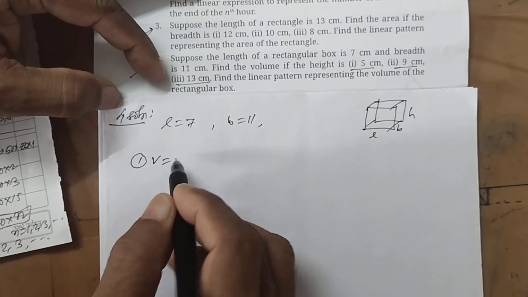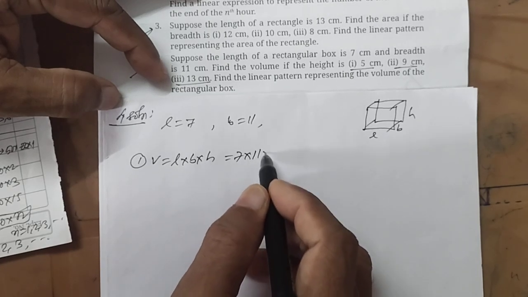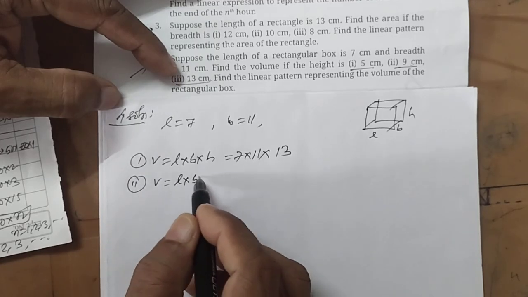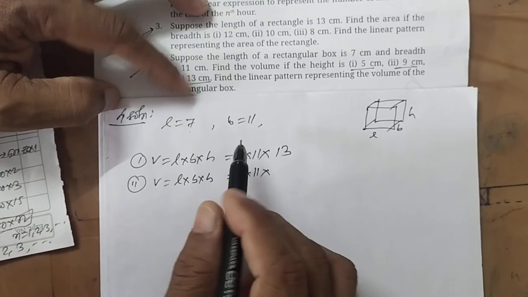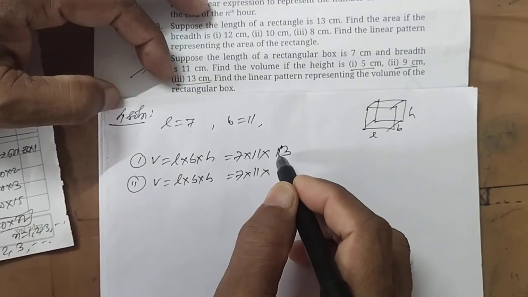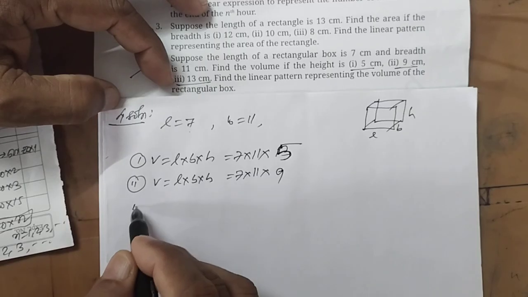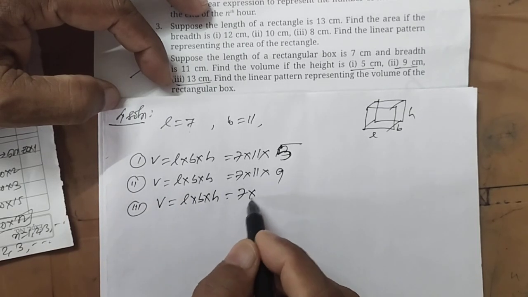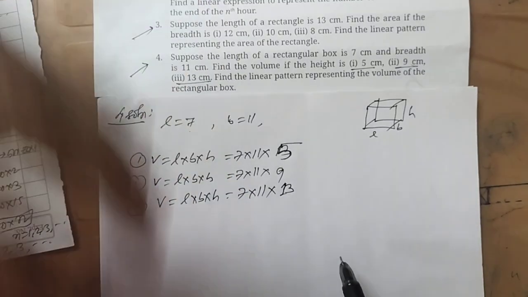So in the first case, what will be the volume? Volume is length, breadth, height. So it is 7 into 11 into 5, first case. In the second case, volume will again be length, breadth, height, with length remaining the same, breadth remaining 11, and height now changing. Sorry, the first one is 5, not 13. First one is 5, second one is 9, and in the third case, length 7, breadth 11, and height taking again a different value, 13. Now I am asking you to find the linear pattern.